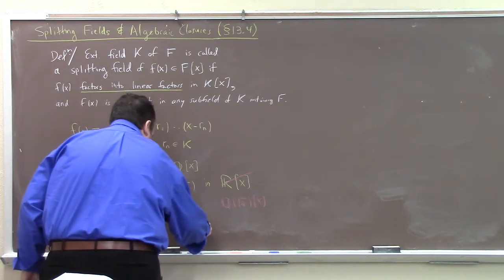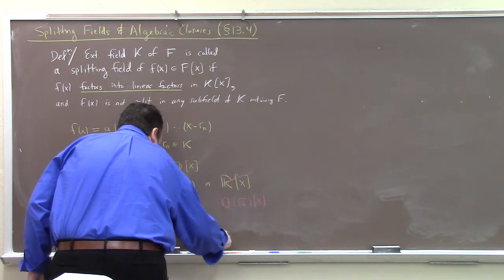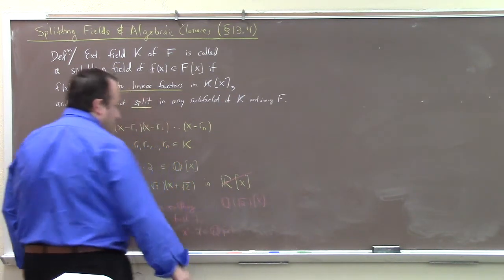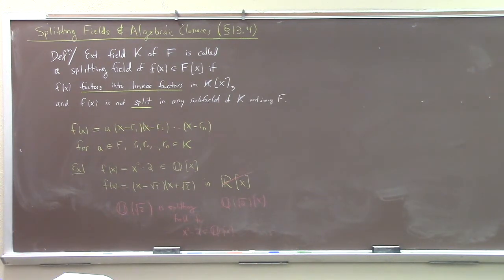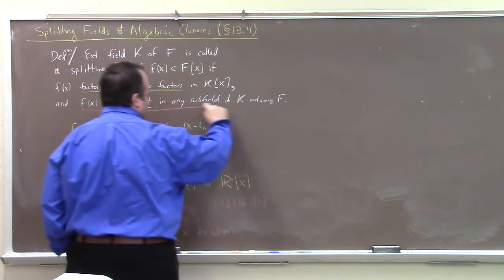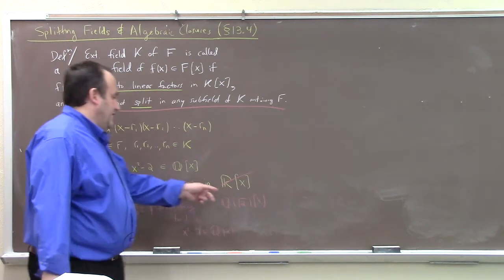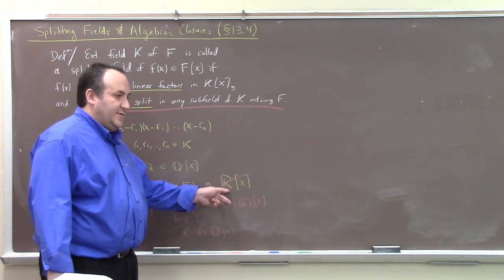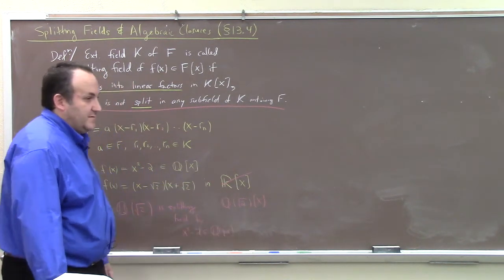For x squared minus 2 in Q of x. Our definition talks about how big the K can be. F of x is not split in any subfield of K containing F. If I tried K equals R, it doesn't work because Q adjoin square root of 2 is a proper subfield of R, which splits f of x.